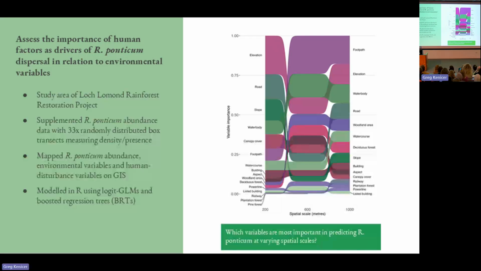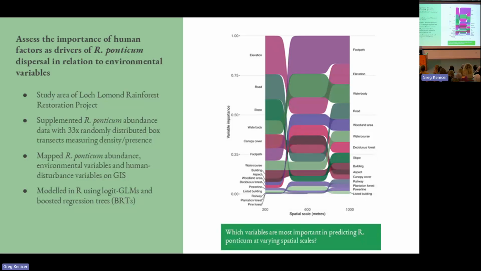So, a bit of the methods: I supplemented data given to me with about 33 randomly distributed box transects. I ended up walking over 150 kilometers in our lovely Scottish summer this year, and then mapped all of that with the variables on GIS and modeled it in R to get these results, which, if you can see, the writing's a bit small, sorry for that.